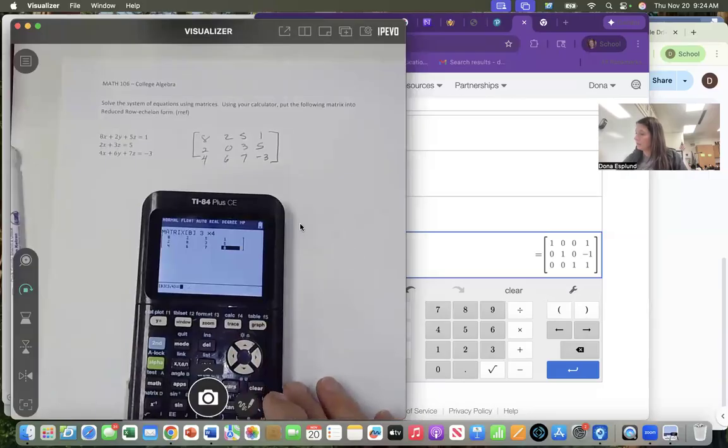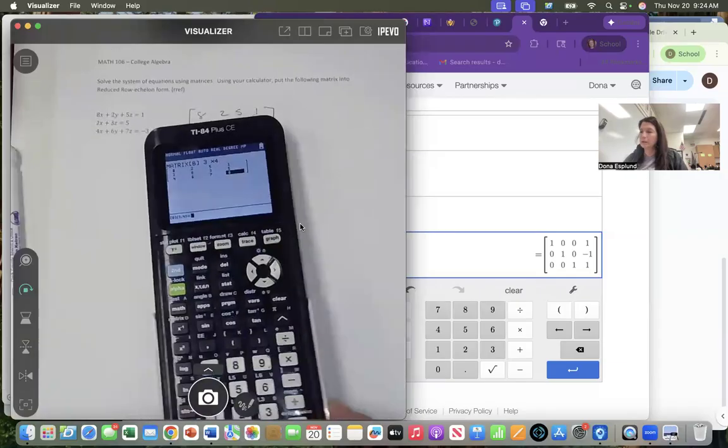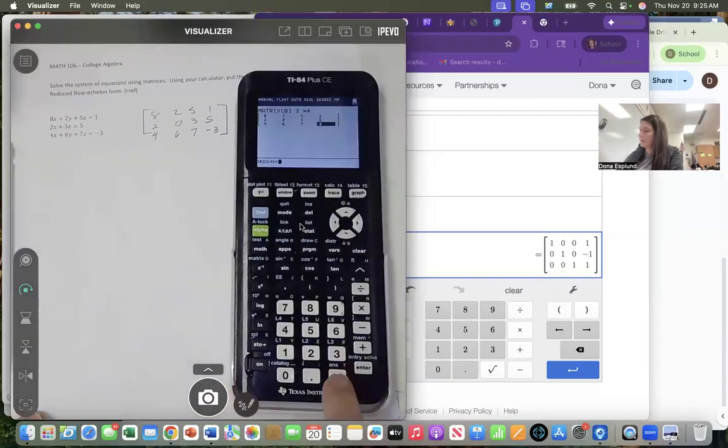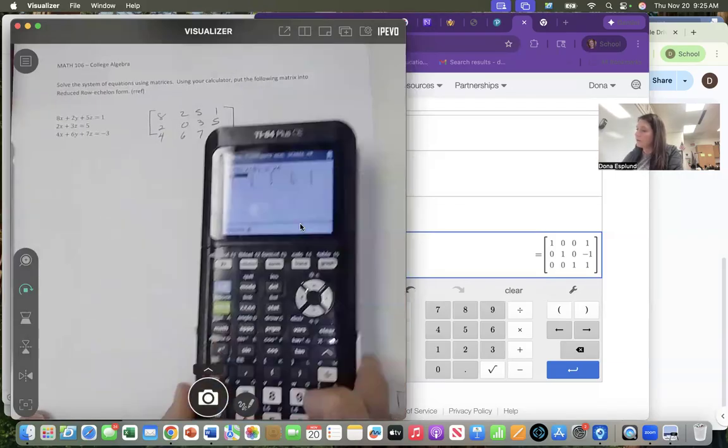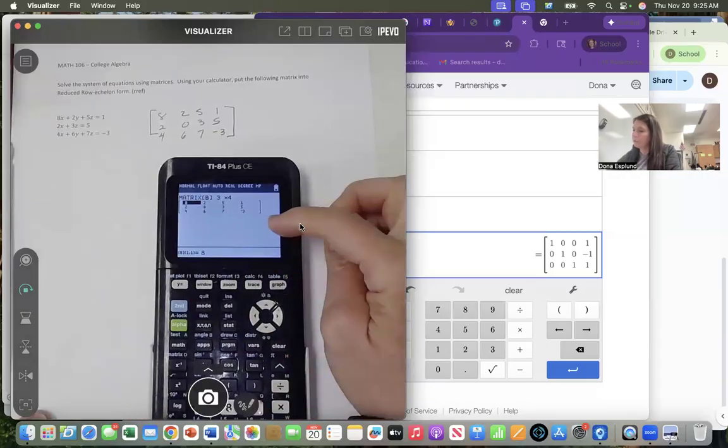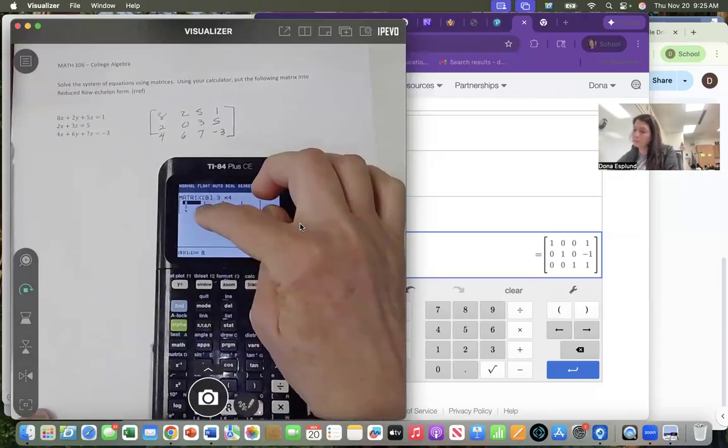Let me clear that cell. You need to go ahead and use your negative button down here. So you have to use this button and not this button to make it negative. So then I'm going to put a -3. Now I have my matrix inputted, and it's matrix B.